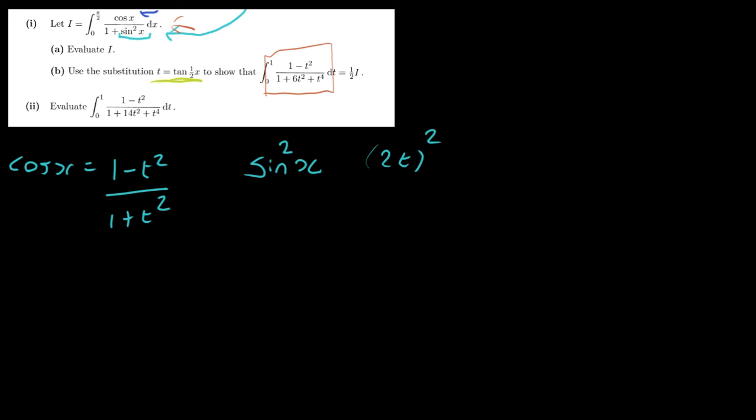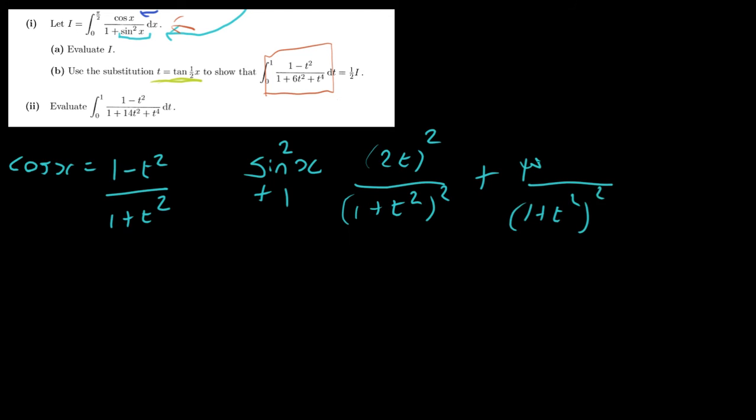Okay. So I said that cos x was 1 minus t squared over 1 plus t squared. And we said that sine x was 2t over 1 plus t squared. So sine squared is going to be 2t squared over 1 plus t squared all squared. Suppose we add 1 to that. Sine squared plus 1 will be, if I add 1, the same as adding 1 plus t squared, all squared.